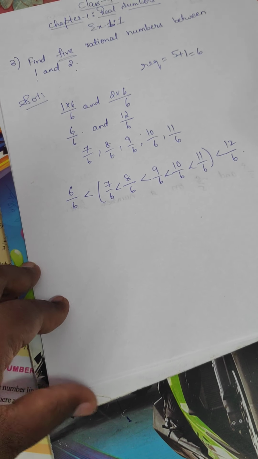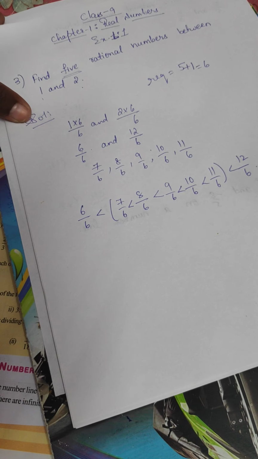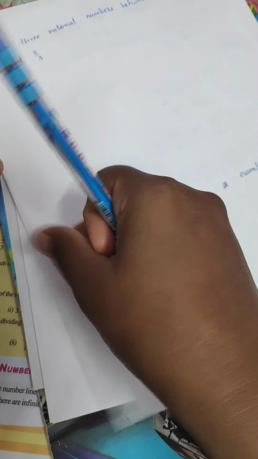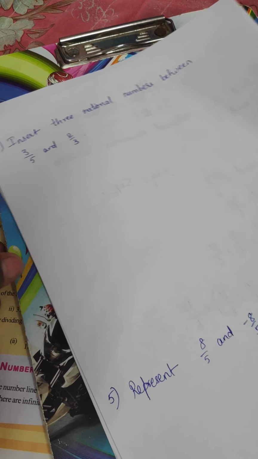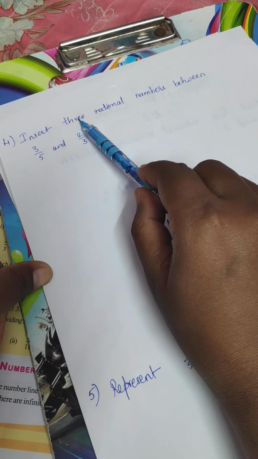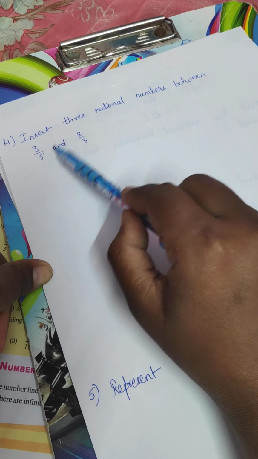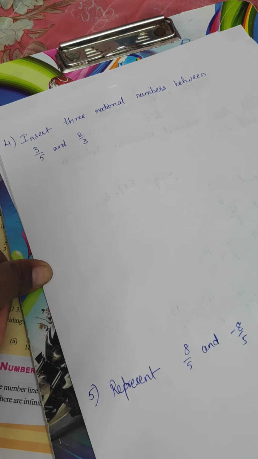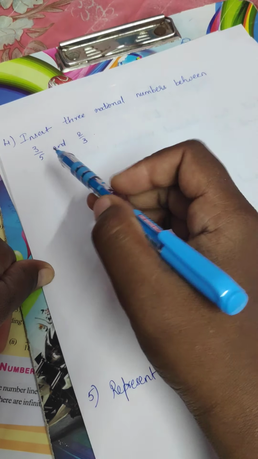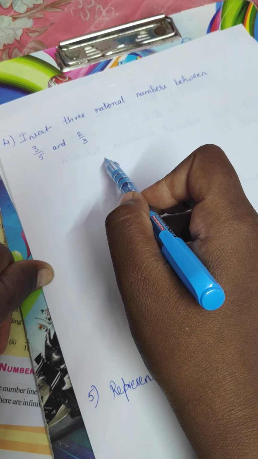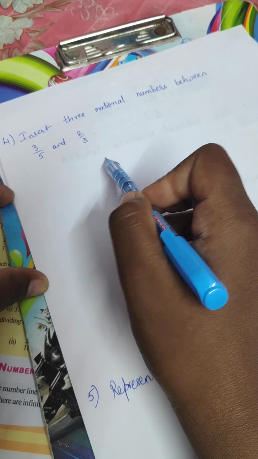Okay. Now we'll check the fourth sum here. We have to find 3 rational numbers between 3 by 5 and 2 by 3. So how to solve this problem? We have to make these denominators equal, right? We have learned this in the previous video.